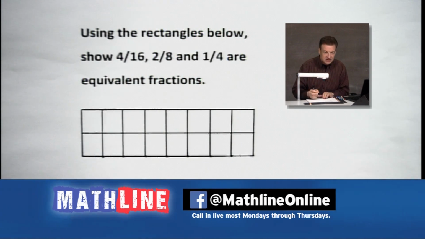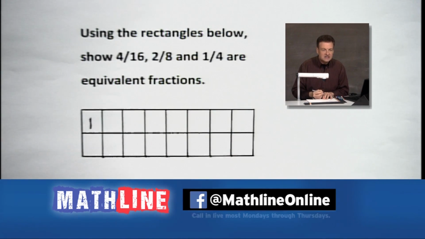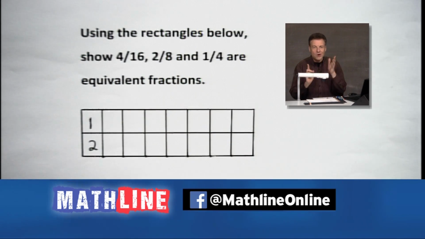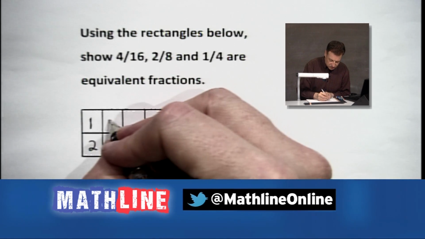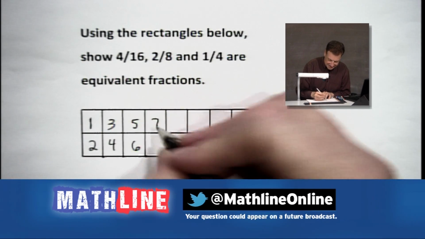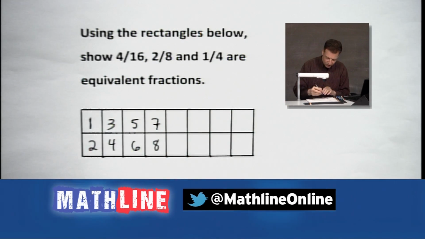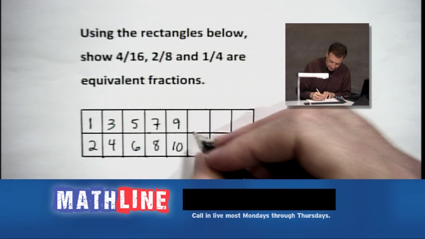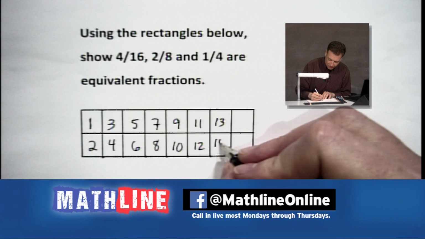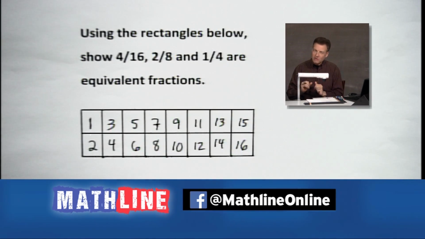First of all, to help us out, let's number these rectangles, the smallest ones you see here. Let's number them 1 to 16. And we'll put the evens on the bottom row and the odds on the top. So there goes 3, 4, count with me, 5, 6, 7, 8, 9, 10, 11 and 12, 13, 14, 15, and there goes 16. All right, everybody good so far? That wasn't hard, was it?